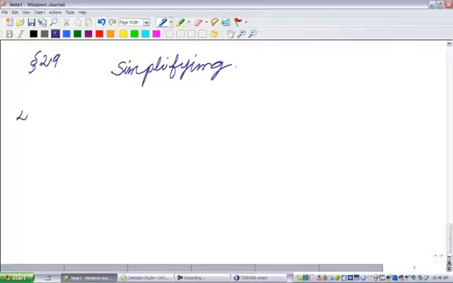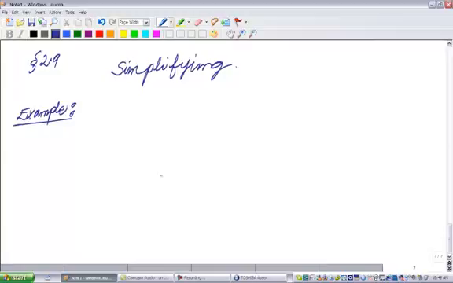So let's say, simplifying, S-I-M-P-L-I-F-Y-I-N-G, simplifying. Okay, let's say I have the following simplification problem.